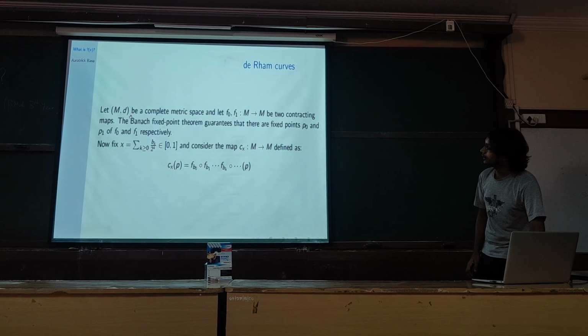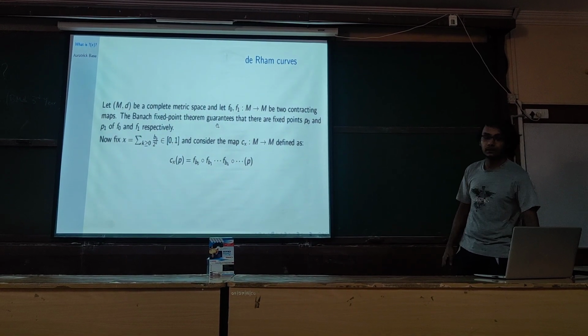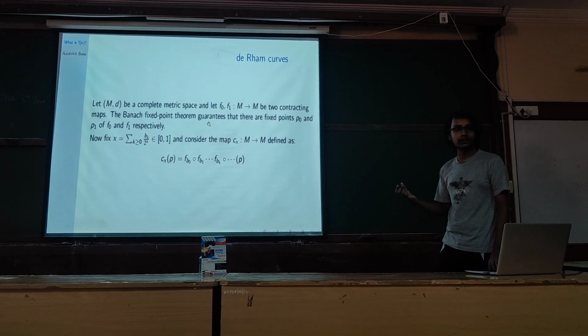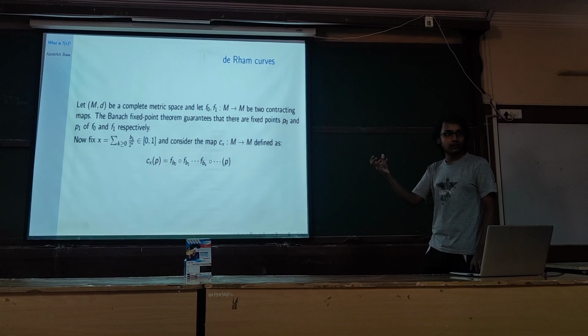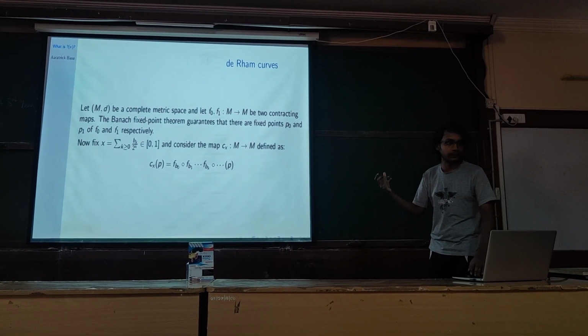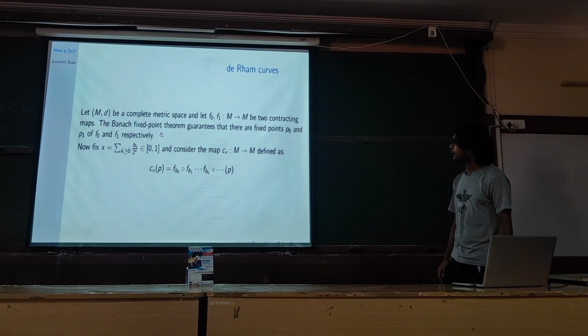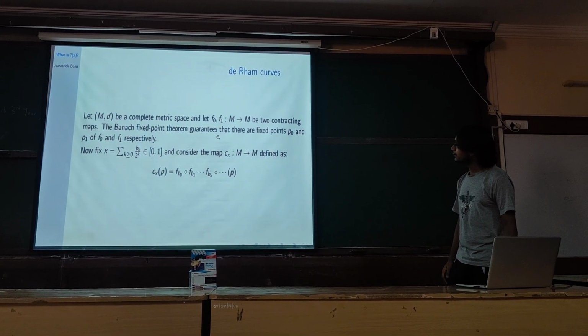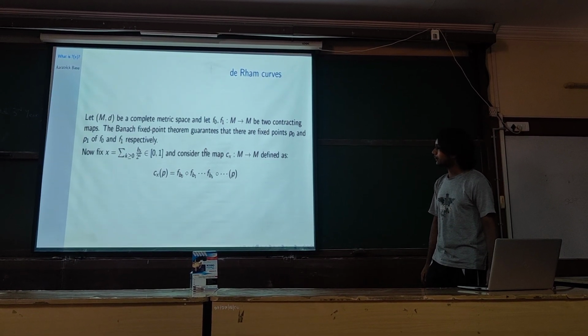So suppose (M, d) is a complete metric space, and F0 and F1 are two contracting maps. Contracting here just means contracting in the sense of the metric, so d(F0 x, F0 y) will be less than d(x, y) for any x, y. That's what I mean. Right? So now the standard theorem from metric space theory, the Banach fixed point theorem, guarantees that there will exist two fixed points P0 and P1 of F0 and F1 respectively.